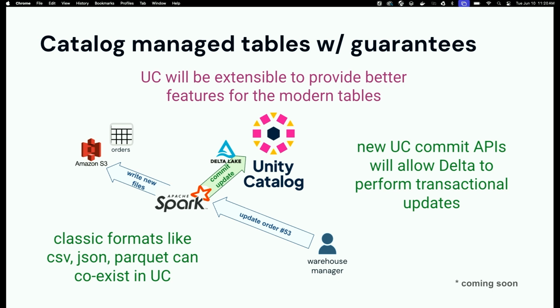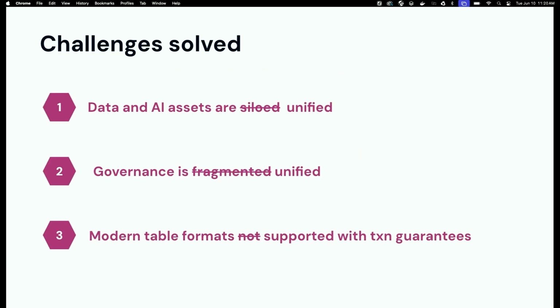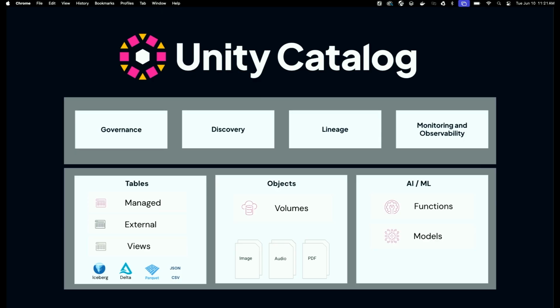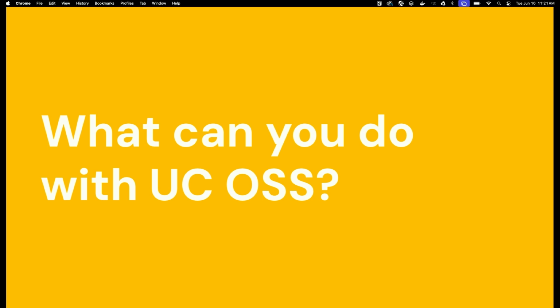So you don't have to choose that I will pick only this format and nothing else. So we give you the maximum flexibility. So we have unified data and AI assets, we have unified governance, and we are giving modern table formats the support from the catalog that they need. And in this talk, we're going to cover not everything, but this is the high-level overview. The goal is to provide governance, discovery, eventually lineage, monitoring overall across all these different assets: tables, views, volumes. I didn't go into volumes, but functions, models, some of these we're going to go into.